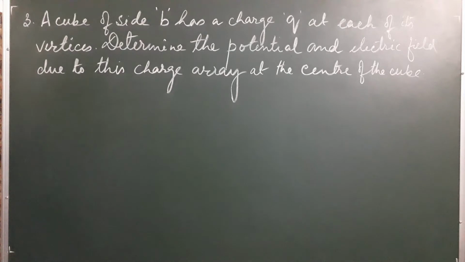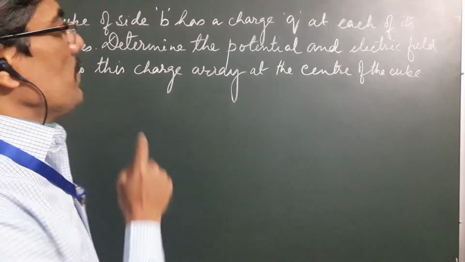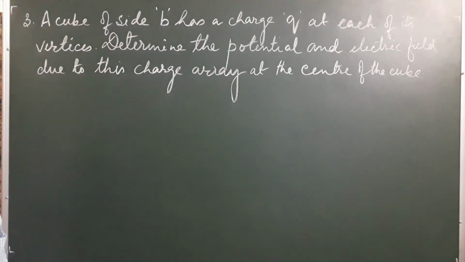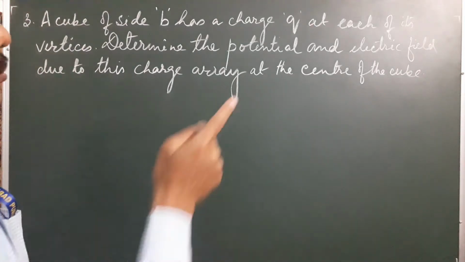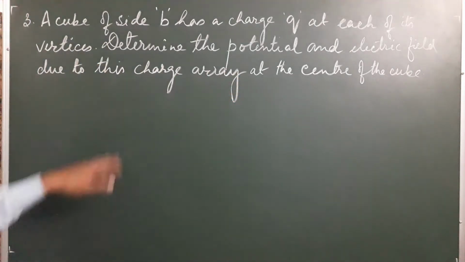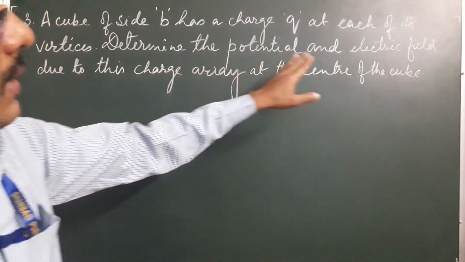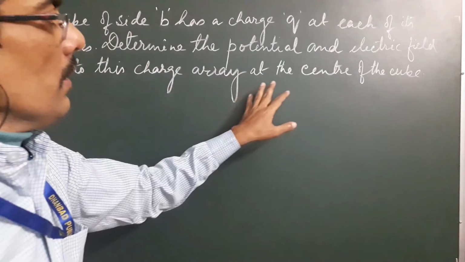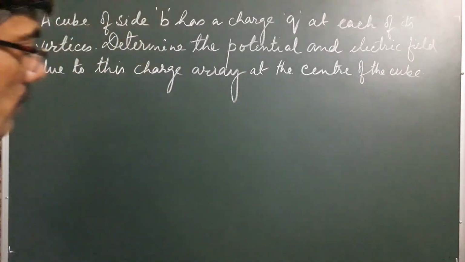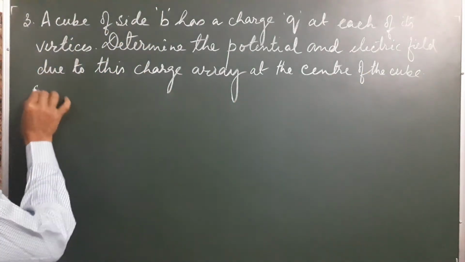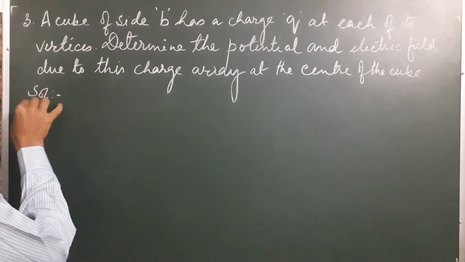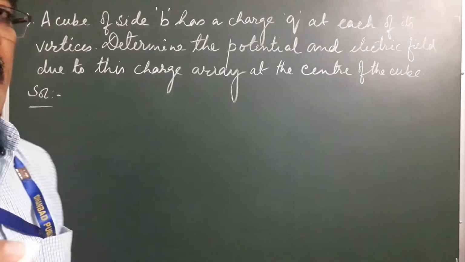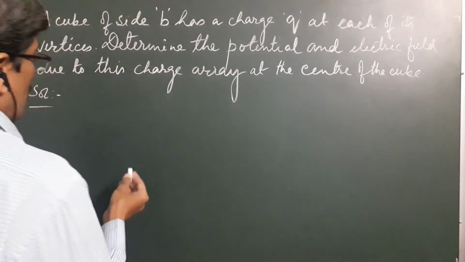The third question of today. A cube of side b has a charge Q at each of its vertices. Determine the potential and electric field due to this charge array at the center of the cube. Very simple. Let us say the cube has 8 vertices.